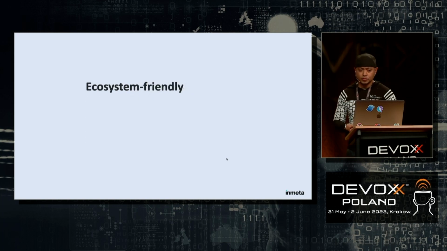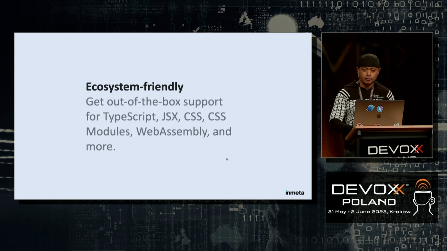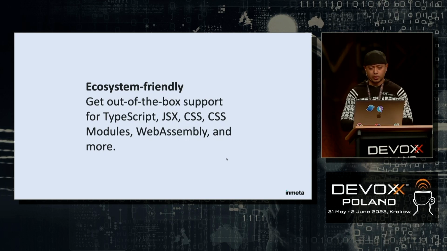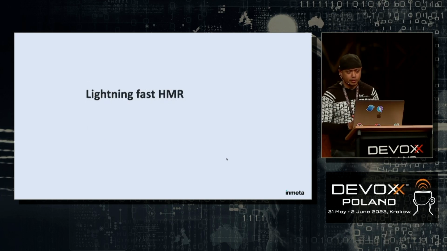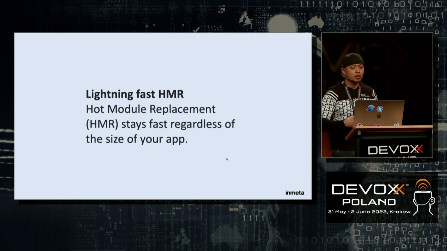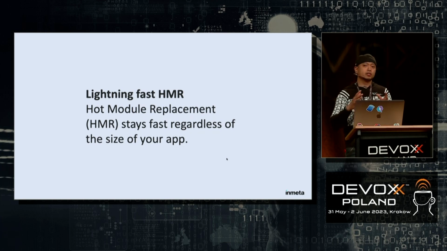That's one feature. Another feature would be the ecosystem is friendly. It supports TypeScript, JSX, WebAssembly, and more. Another one would be lightning fast HMR. Faster HMR than Webpack, no matter how big the app is. Here you can see the benefits of, for example, Vite or Turbopack or RSpack, where it doesn't matter how large the application is, because you get the same HMR when you're writing code and checking the changes.